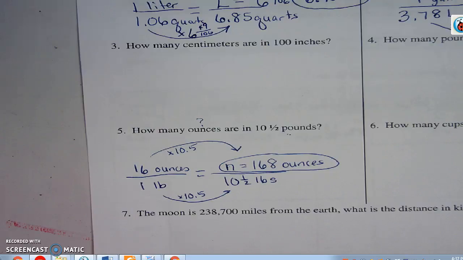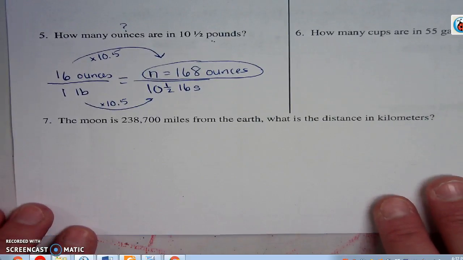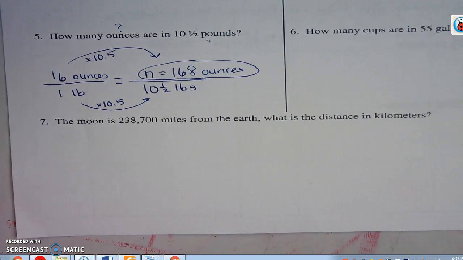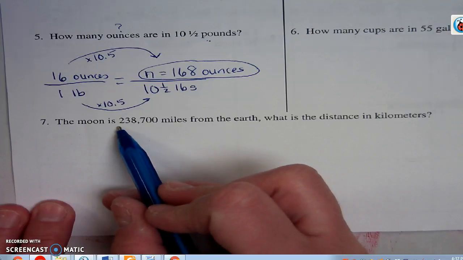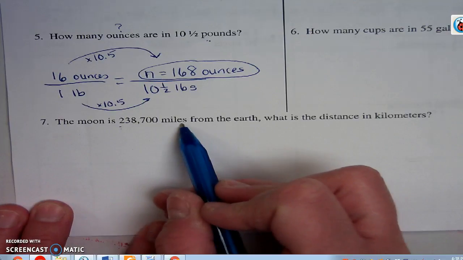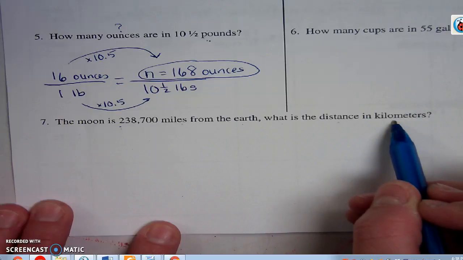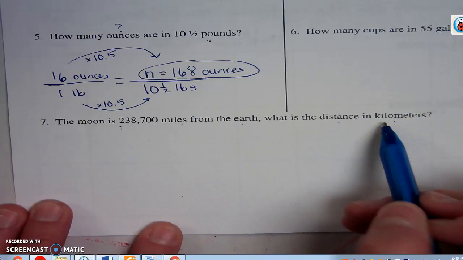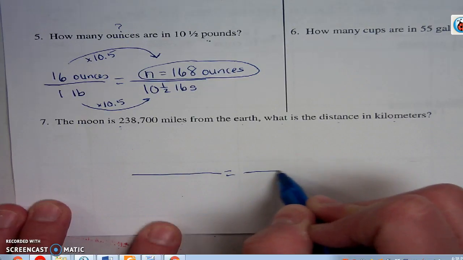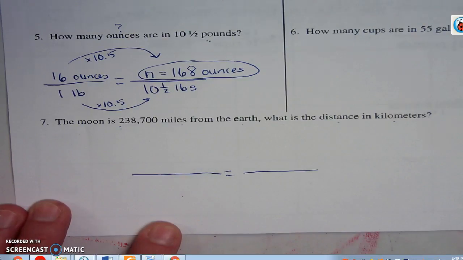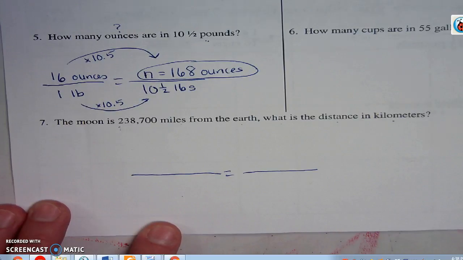And then I'll do number 7 with you, and you can try the other ones then on your own. So the moon is 238,000 miles from the Earth. What is the distance in kilometers? So we're going to find this distance in kilometers. So the question mark is kilometers. Now, I'm actually going to set this one up differently because I want to show you that we could have actually done the other 3 set up differently and still gotten the right answer. So I'm going to show you that one time with this one.